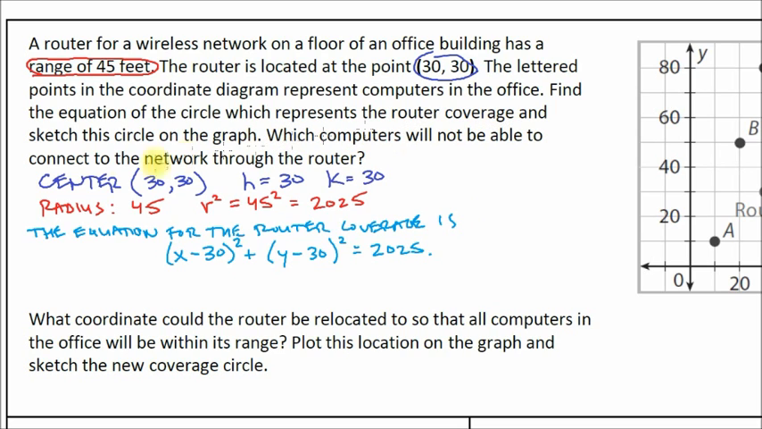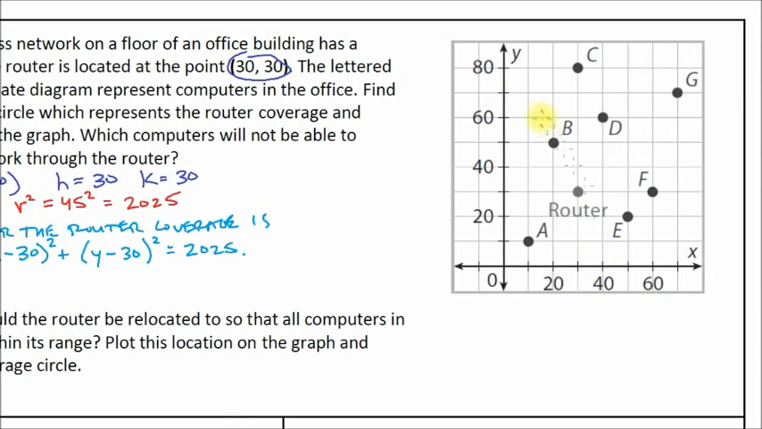Next question is, which computers will not be able to connect to the network? Well, it says we have to find the equation and sketch it on the graph. Let's sketch it on the graph. So here's our router, and we know we've got a 45-foot range. Let's plot 45 feet. 10, 20, 30, 45. I can already see that C is not going to be in there. 10, 20, 30, 40. We're going to go slightly off the graph. Let's just go ahead and estimate. Looks like there's 45.